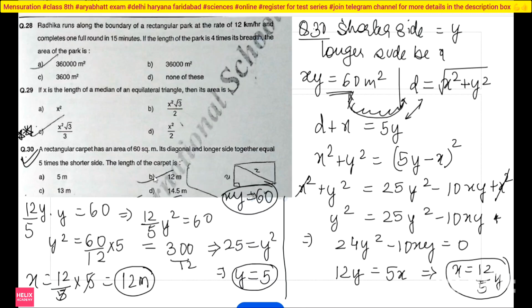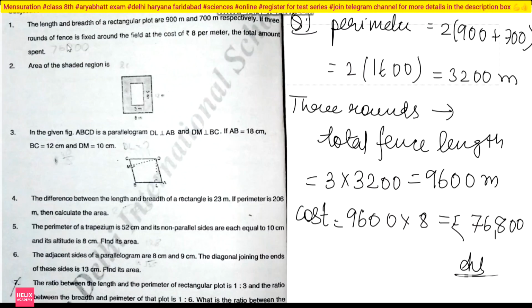These are the dimensions. They are asking about just the length. The longer side is x, so the length is 12 meter. You got it? What they are saying is the total length is 900, 700. So I calculate just the perimeter, then 3 rounds is 32 into 396, and then I will find the cost at 8 per meter. So 9600 meter will be how much?